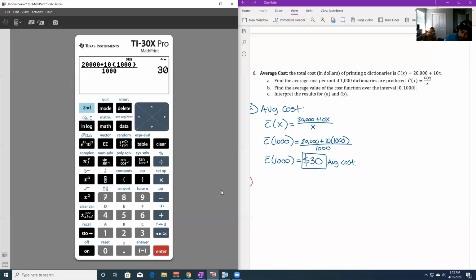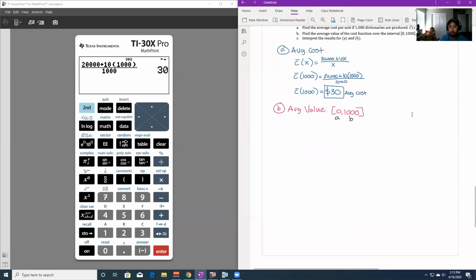We want to find average value. Value with the U and not a V. Okay. So we're given the interval 0 to 1,000. So this is on the interval 0 to 1,000. This is my A. That's my B. All right, let's set it up. So make this better. What are we looking at? There we go. Okay.